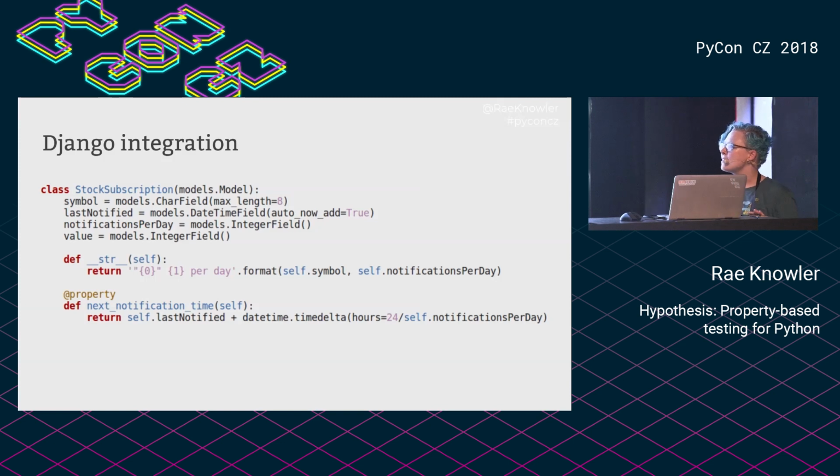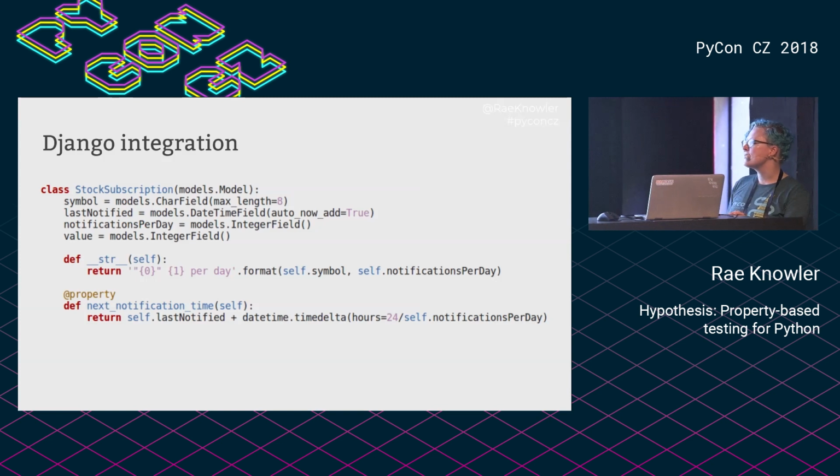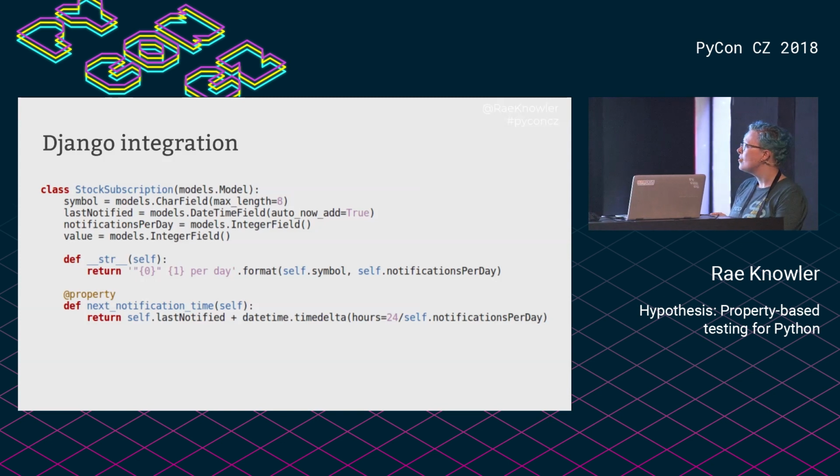And it also has here a method, next notification time. So if I know that this customer wants 5 notifications per day and they were last notified at 10 a.m., then when should I next notify them? You possibly can't all see that well. Basically, this function just gets the last notified time of the customer, and then it divides 24 hours in a day by the number of notifications per day, and adds that datetime delta onto the last notified time.